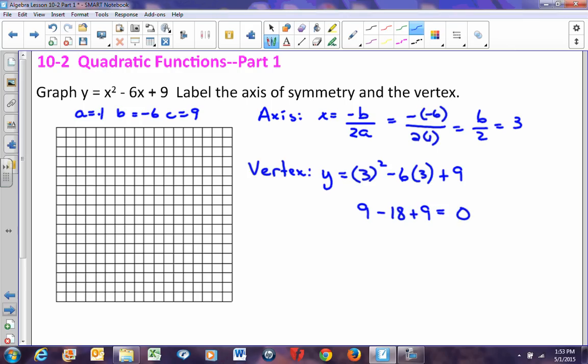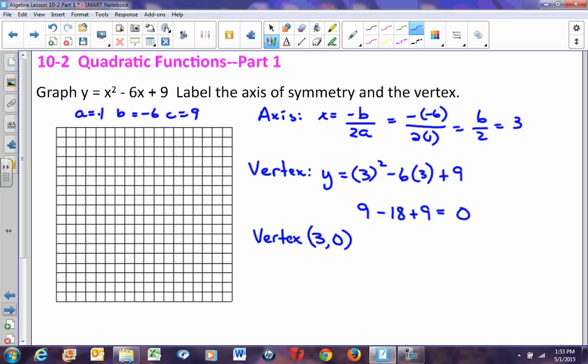So my vertex then is at the point 0, 3. It's 3, 0. I have that backwards. 3, 0. The x value of my vertex is 3. The y value of my vertex is 0. There we go. So there's my vertex. So I have my vertex.